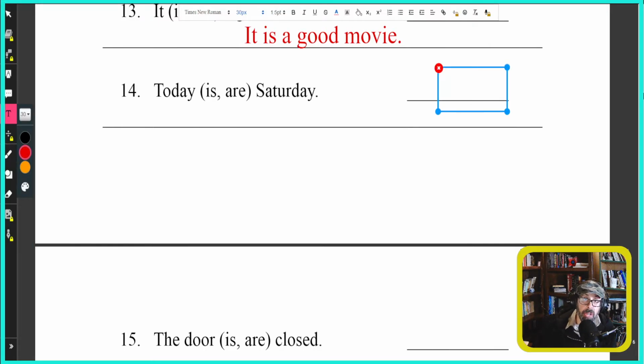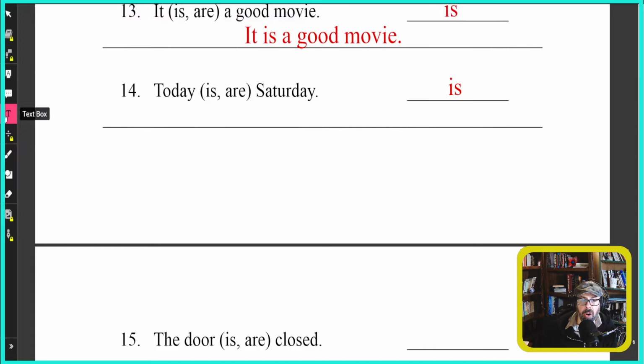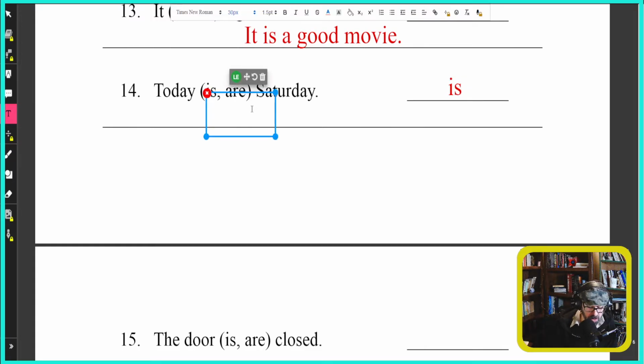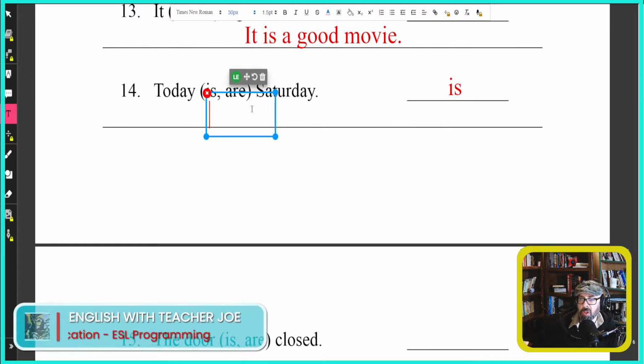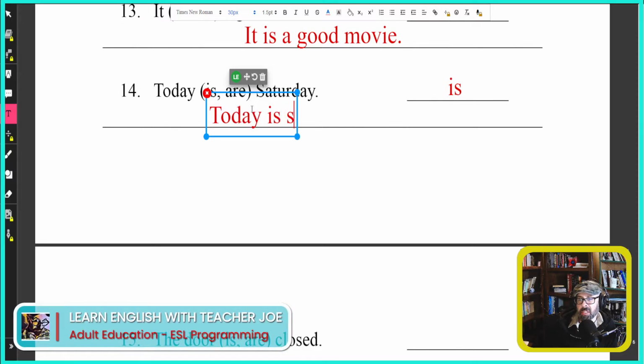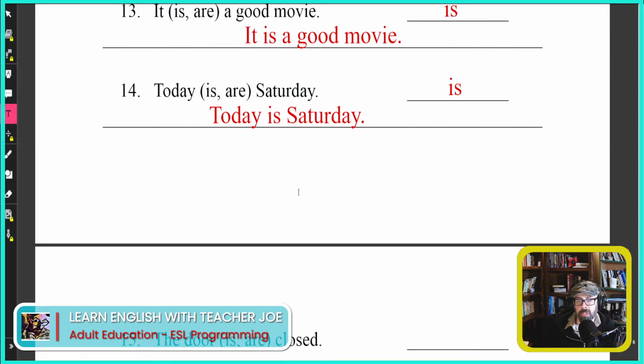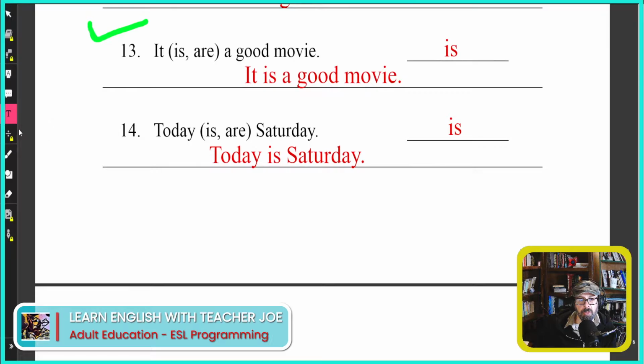Okay, 14, today. Today is Saturday. Okay, correct answer is today, singular. One is, today is, it is Saturday. Okay, writing the complete statement. Today is Saturday, period. Okay, 13 and 14. Complete.